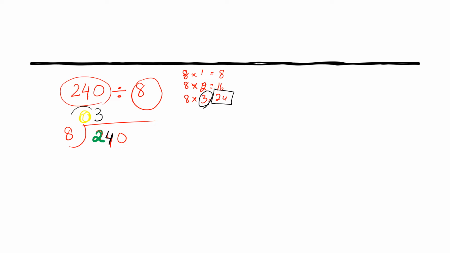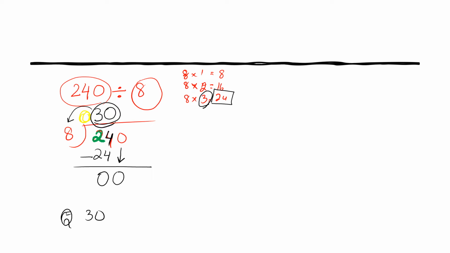Now 3 times 8 is 24. I write here. Now I subtract here. So 24 minus 24 is 0. Bring this 0 down. But before you bring it, because it is a 0 and after it there is nothing, put the 0 on the top and put this 0 here. So your answer is not 3, your answer is 30. So the answer is 30. 30 is your quotient.